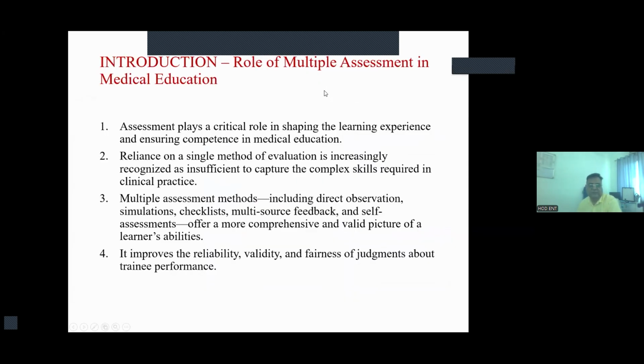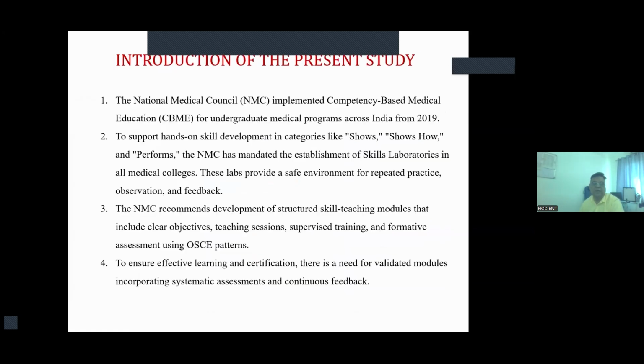The role of multiple assessments in medical education. Assessment plays a critical role in shaping learning experiences and ensuring competency in medical education. Reliance on a single mode of evaluation is increasingly recognized as insufficient to capture the complex skills required in clinical practice. Multiple assessment methods, including direct observation, simulations, checklists, multisource feedback, and self-assessment, offer a more comprehensive and valid picture of the learner's abilities. It improves reliability, validity, and fairness of judgment about trainees' performance.